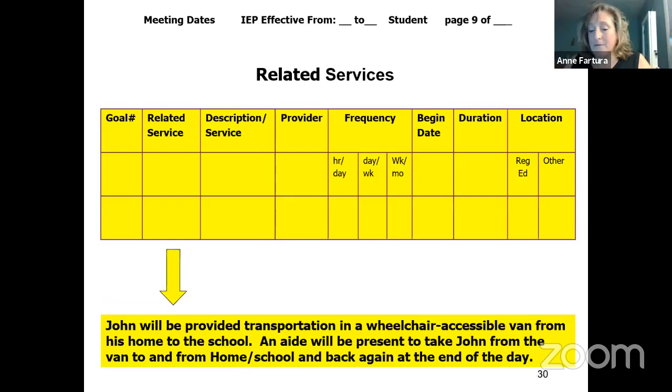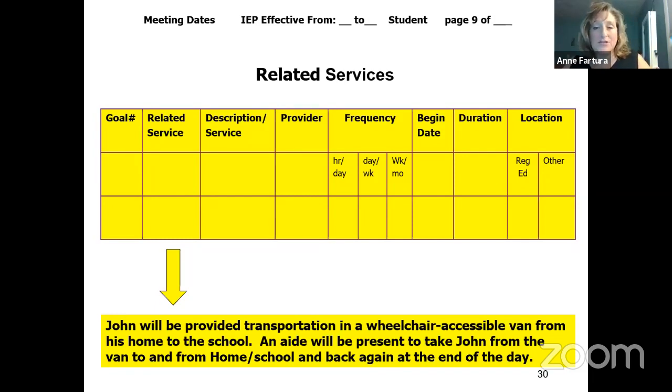All right, so again, same thing with related services. It's the who, what, when, and where of related services. If your child receives speech instruction or speech therapy, then their speech therapy goal would be referenced here in the first column, what that service is. So speech, description, the provider, and again, frequency, duration, and location are all the same.